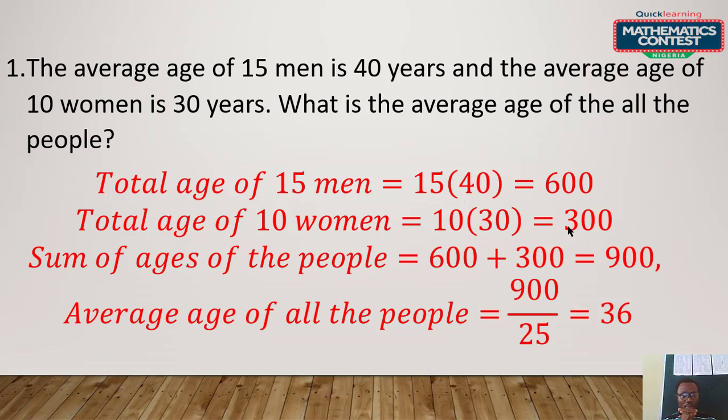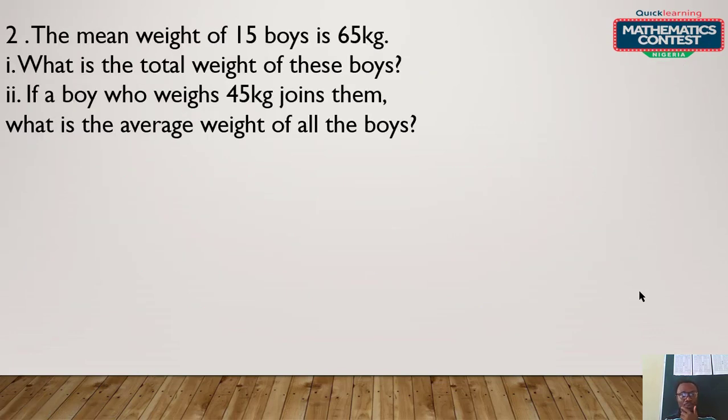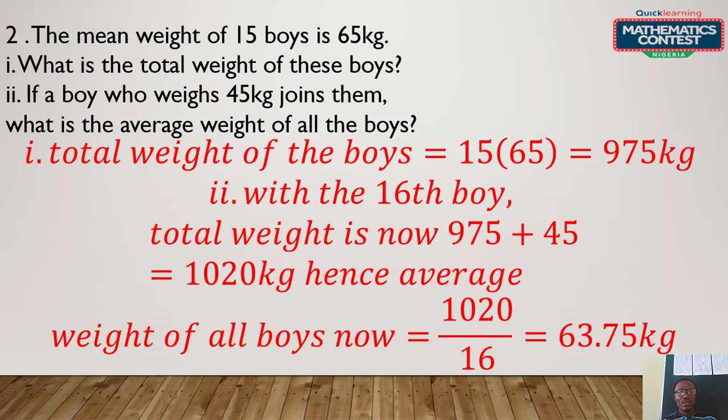Now to get the average of all these people, we have to get the total ages. So 600 plus 300 is 900. The total number of people we have there is 25, that is 15 men plus 10 women. So 900 divided by 25 will give us 36. This is how to actually get it. Now, number 2. The mean weight of 15 boys is 65. What is the total weight of the boys? To get the total weight of the boys, it is 15 times 65, which is 975 kilograms.